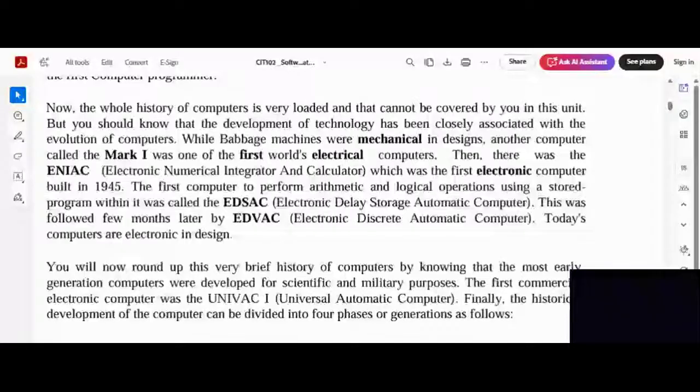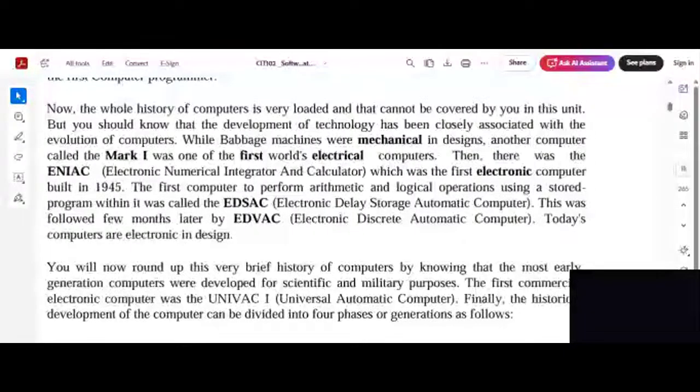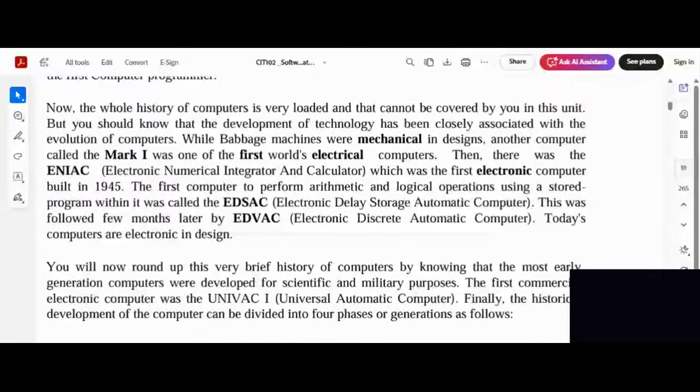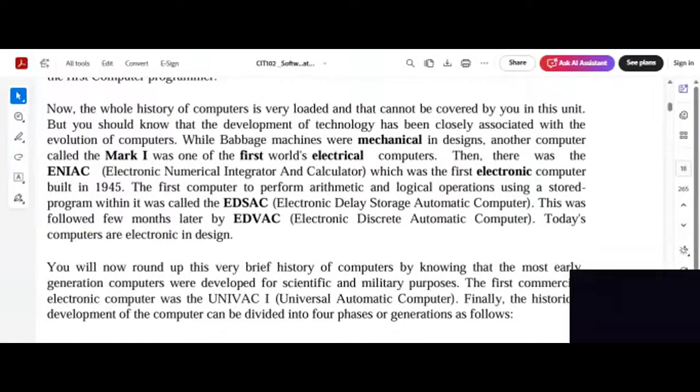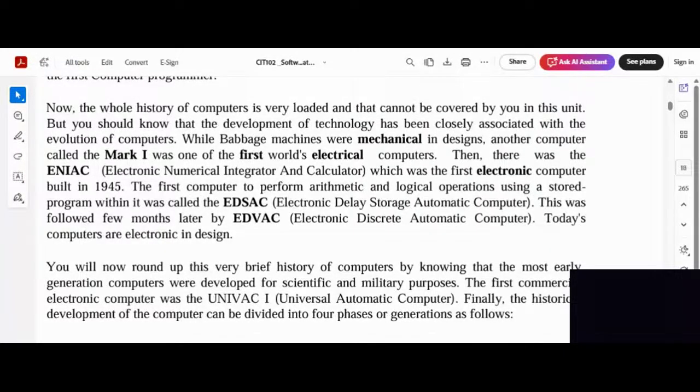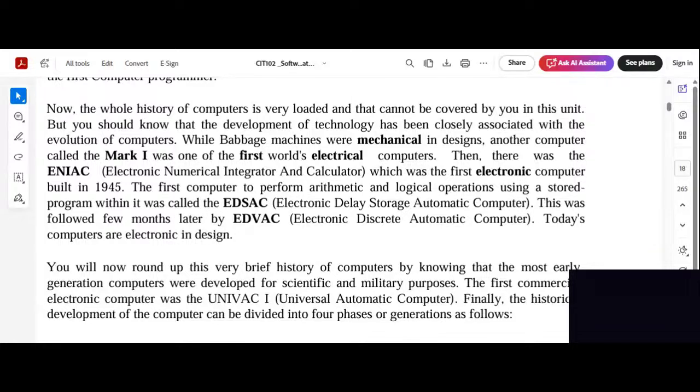While Babbage's machines were mechanical, another computer called Mark I was one of the first electrical computers. Charles Babbage's machine was mechanical. It was not using electricity to run, probably battery or whatever, cells. But the first computer that uses electricity as a means of operation, as fuel for operation, is called Mark I.